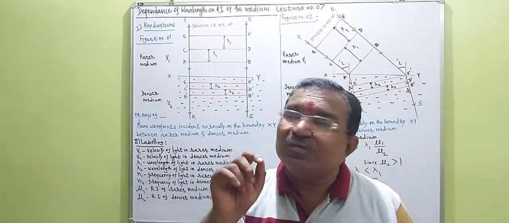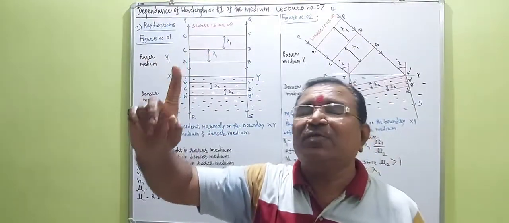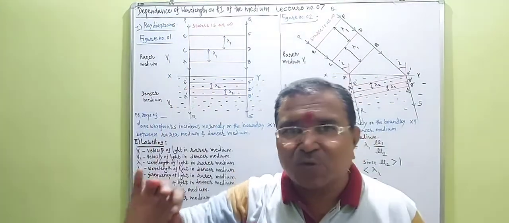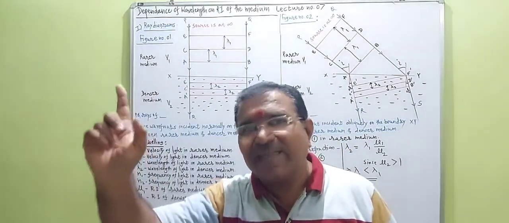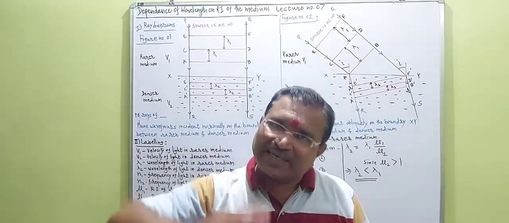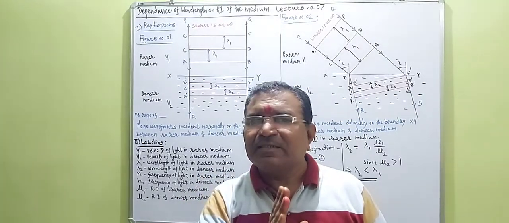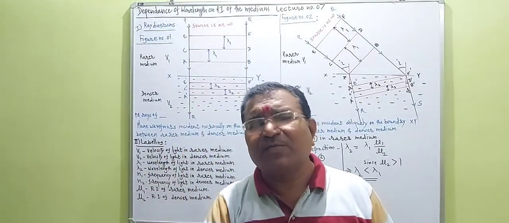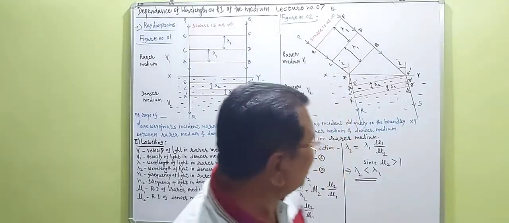Dependence of frequency of light. Frequency of light, we have denoted it by small n1 and small n2. Small n1 is the frequency of light in rarer medium and small n2 is the frequency of light in denser medium. So what is the relation between frequency of rarer and denser, or what is the effect of refractive index of the medium over the frequency of light? Okay, see here.